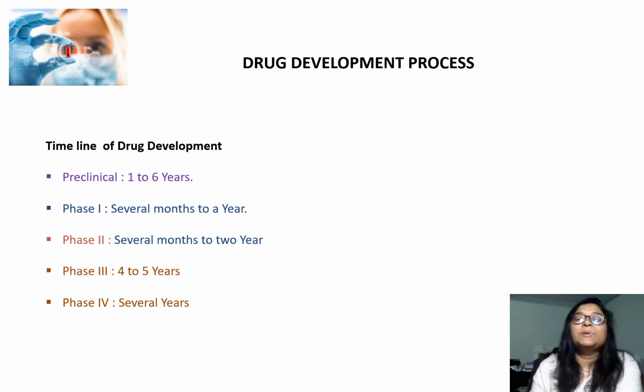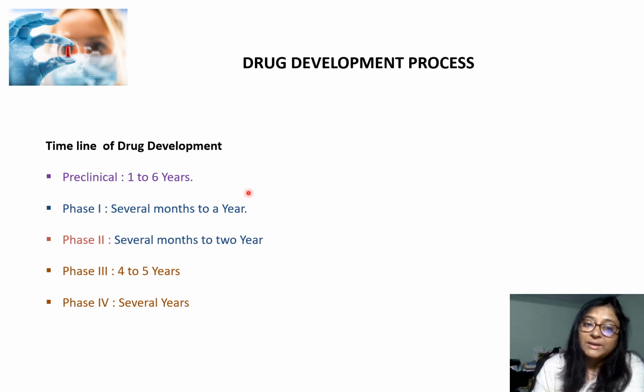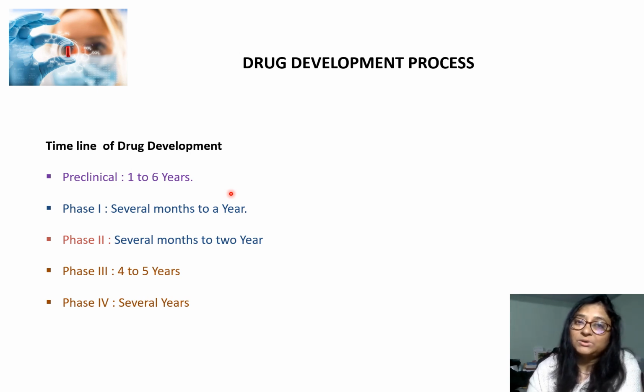Now, what is the timeline of the drug development process? As I have been saying from the start, it is a time-consuming process. So obviously, some questions will come to your mind about the timeline of drug development. If we talk about the preclinical stage, where everything is done in vivo and in vitro, preclinical trials alone take 1 to 6 years. It depends on the drug being tried. Phase 1 takes several months, or sometimes a year also.